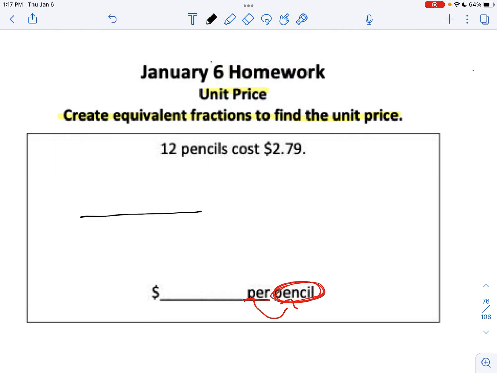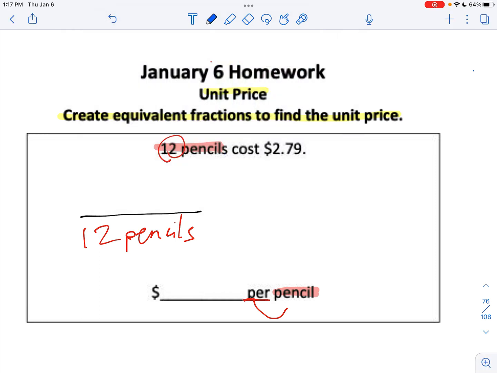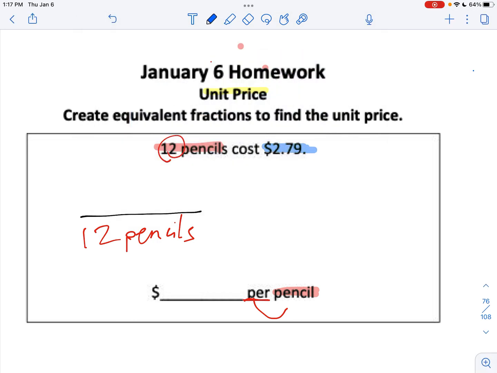So when we make our fraction, the first thing we want to do is write in our unit on the bottom. And our unit, like we just said, was pencils. So we want to put 12 pencils on the bottom. So what do we put on the top? Well, there's only one other thing in the problem, which is $2.79. I keep doing the wrong one here. That's okay. In my highlighter, $2.79 on the top.